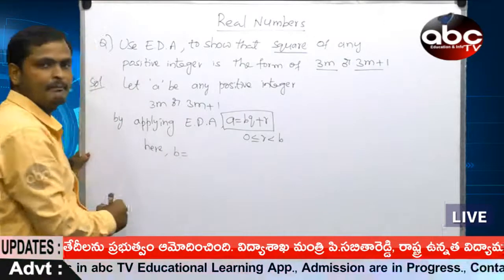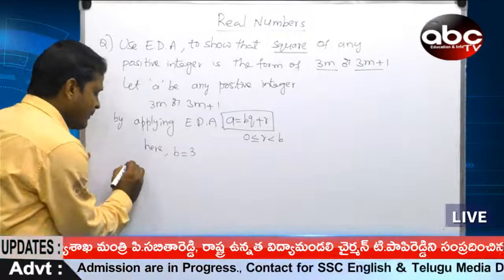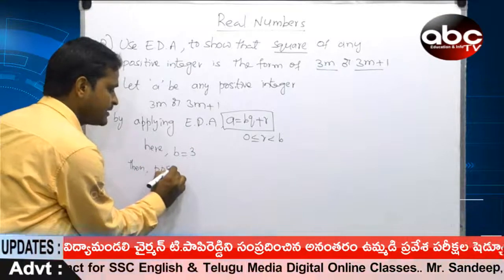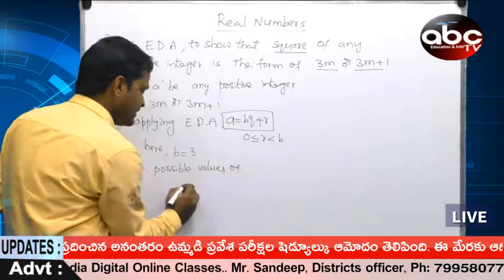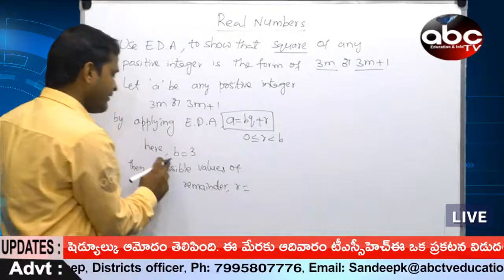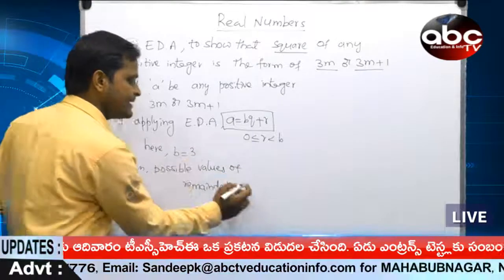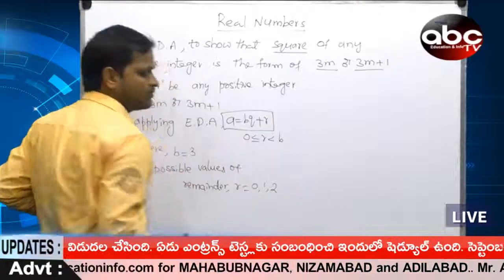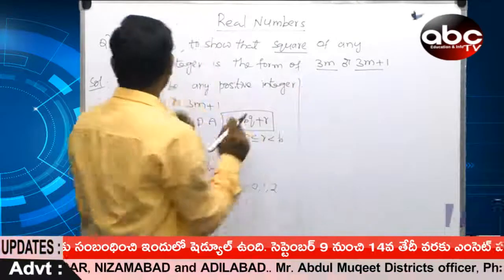Then here, what is the value of divisor? Divisor is nothing but b. What is the value of b? 3. When you know the divisor value, then find the possible values of remainder. That is the condition 0 ≤ r < b. Since b is 3, r satisfies the values 0, 1, 2. Let's see case 1.